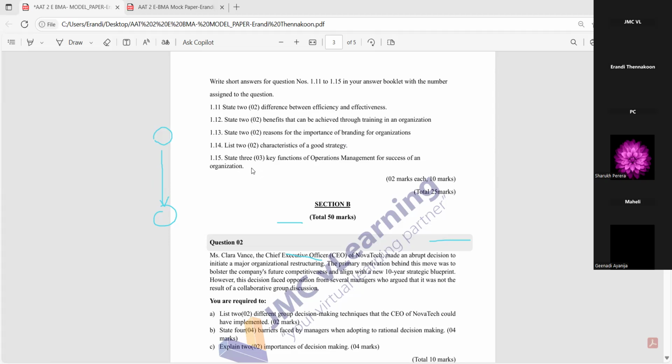So, state three key functions of operations management for the success of an organization. What are the key functions of operations management? Under operations management, we are talking about six key functions. I hope all of you can remember, right?